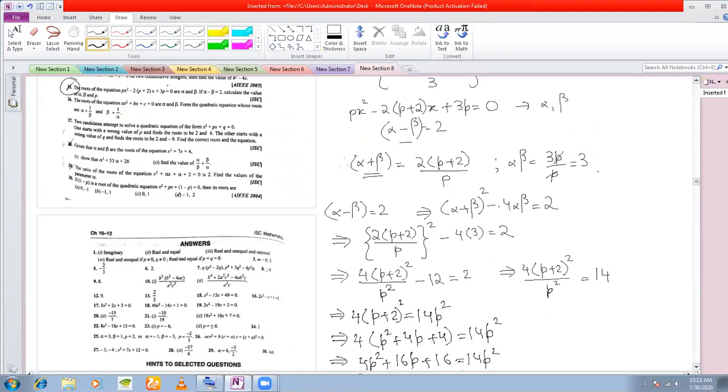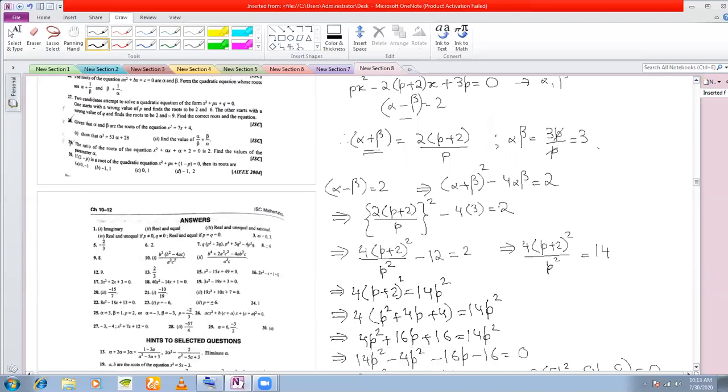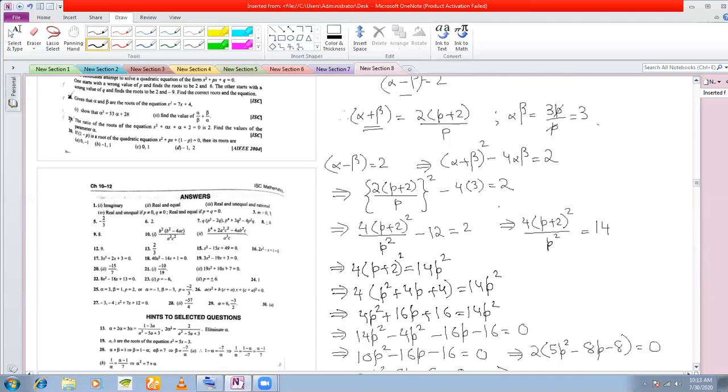Okay, so alpha minus beta equal to the square root of (alpha plus beta) whole square minus 4 alpha beta. This should be square root. So A minus B is equal to square root of (A plus B) whole square minus 4AB. So this will change to 4, because I'm squaring both sides.